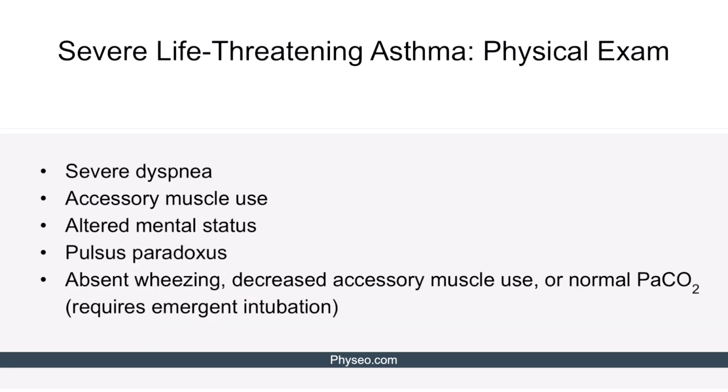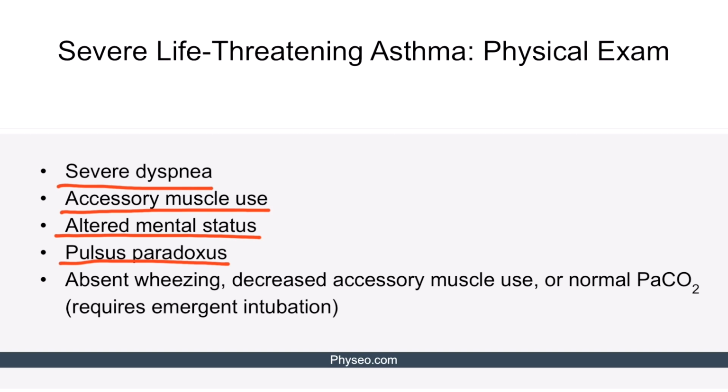Physical exam findings indicating a severe life-threatening asthma include severe dyspnea and accessory muscle use. Altered mental status can occur due to decreased oxygen delivery to the brain. Pulsus paradoxus is a drop of systolic blood pressure by greater than 10 during inspiration. Let's discuss how a severe asthma exacerbation can cause pulsus paradoxus.